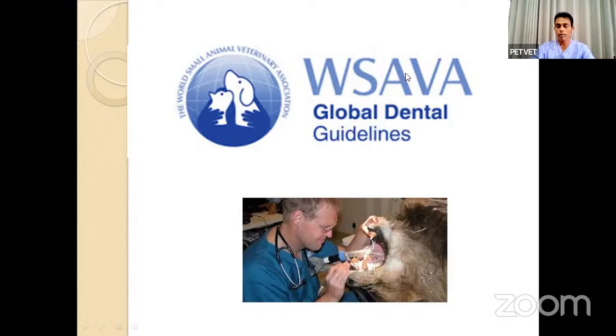For instance, in Sri Lanka, we have a thing called SCAP, Society for Companion Animal Practitioners. So that's the small animal body in Sri Lanka, and that institution is a member of WSAVA. So WSAVA is made up of all these local institutions from different parts of the world. And they have different committees, vaccination committee, nutrition committee, and the global dental committee is one such committee.